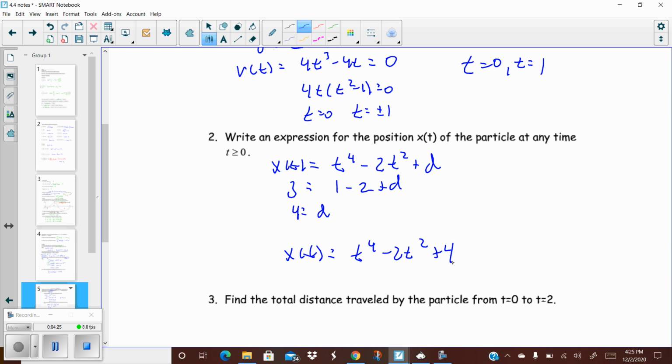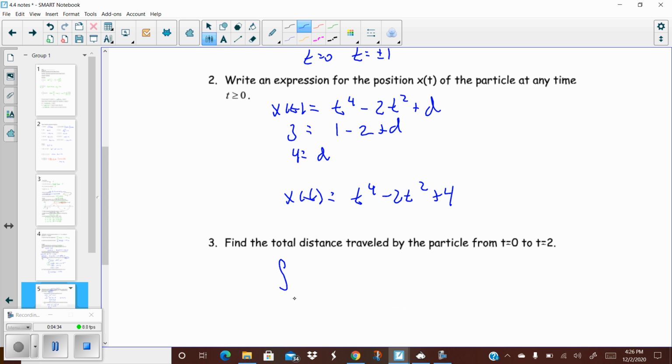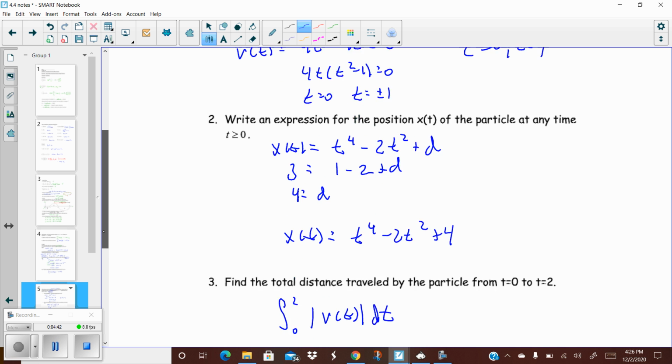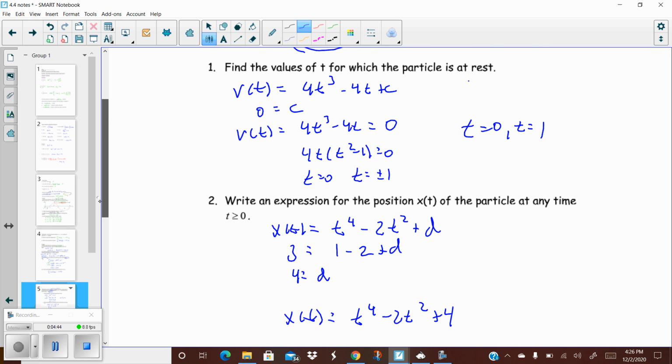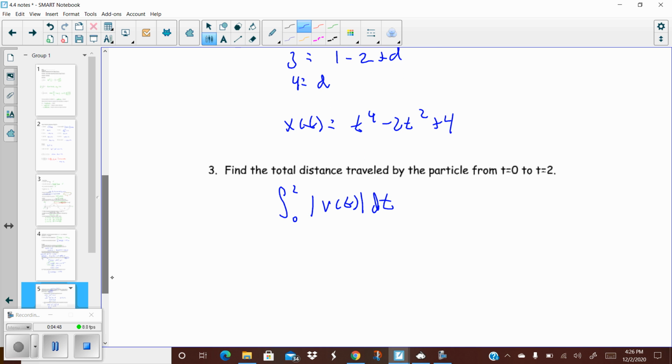And then we have to find the total distance traveled by the particle from time t equals 0 to t equals 2. Total distance is the integral, so integral from 0 to 2 of the absolute value of the velocity. The velocity function was 4t cubed minus 4t. So this is something that you can plug into a calculator. Since it's on a calculator portion, we're going to go ahead and do that.